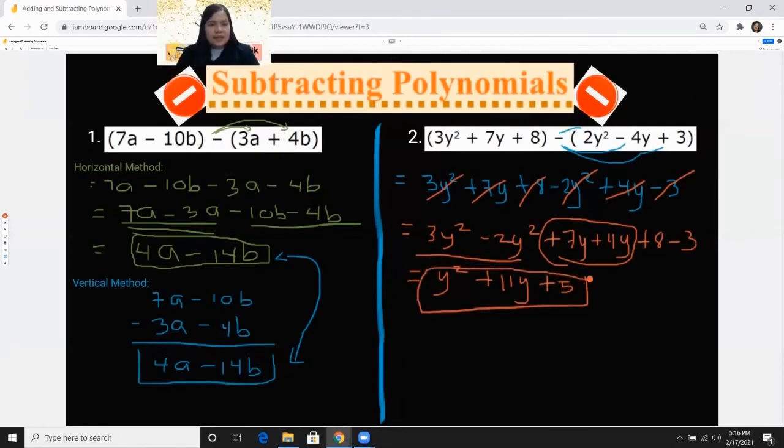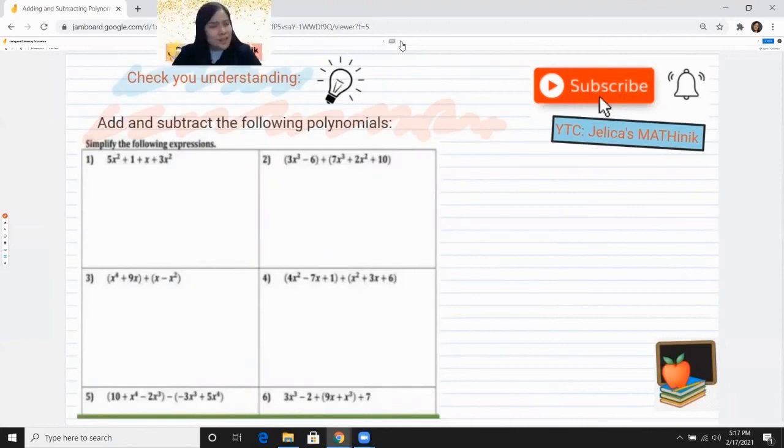So there you go. That is how we add and subtract polynomials. We believe there's no retention in learning if you will not apply it in mathematics. So please try to check your understanding by answering number 1 through 6.